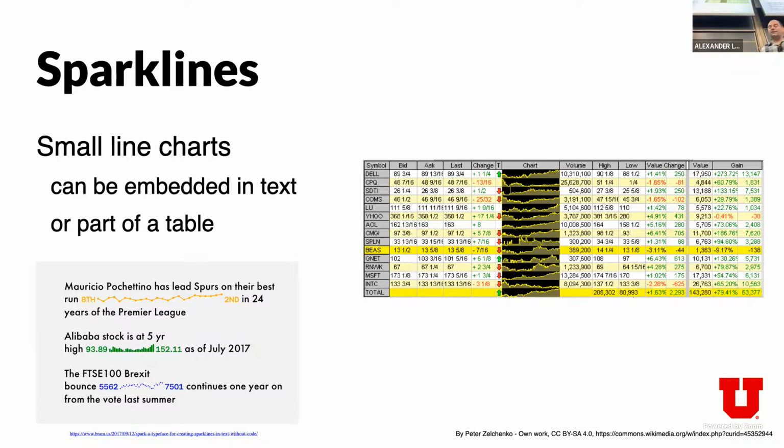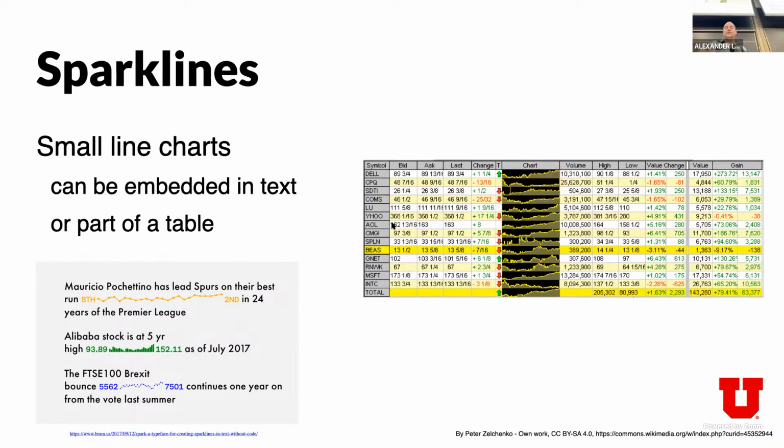Another time series visualization is sparklines. Sparklines are small, typically unlabeled line charts that can be embedded in text or be part of a table. You see this frequently, I think on Bloomberg or some other financial website. Whenever they mention a company, they show their most recent stock value in a little embedded line chart like this here. And you can do this in a table.